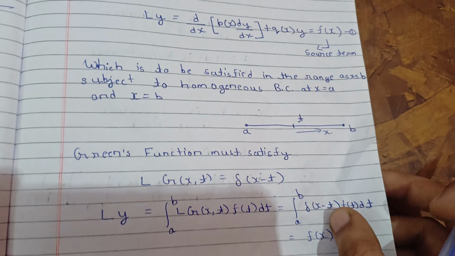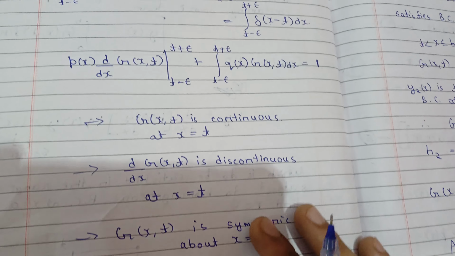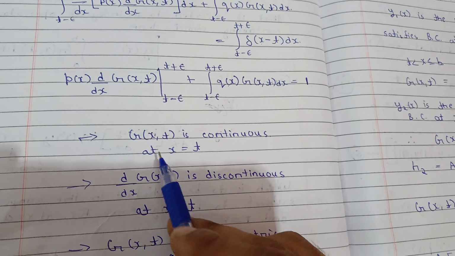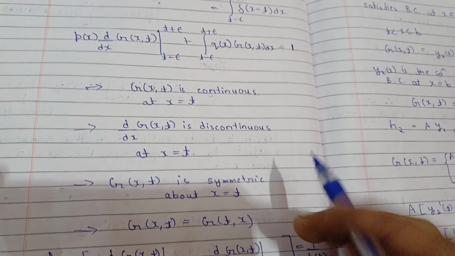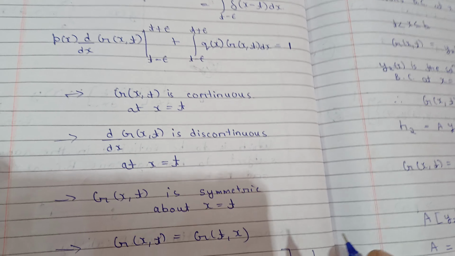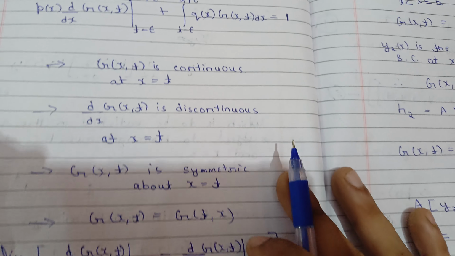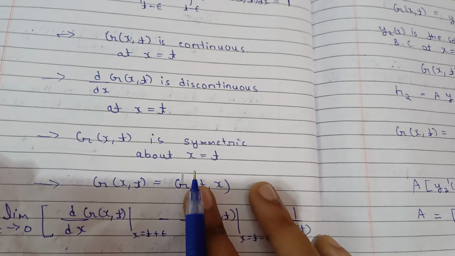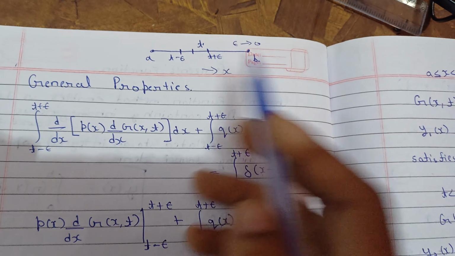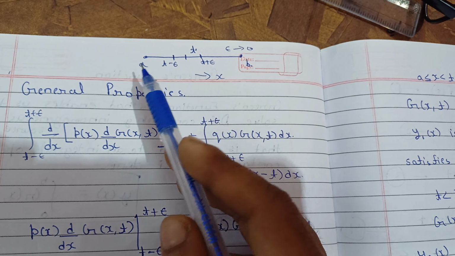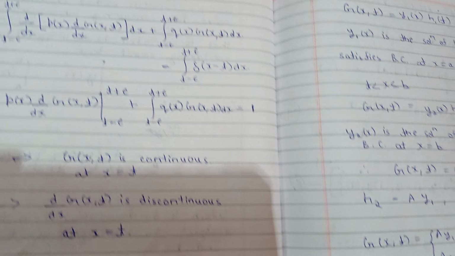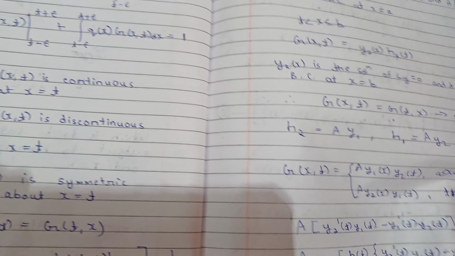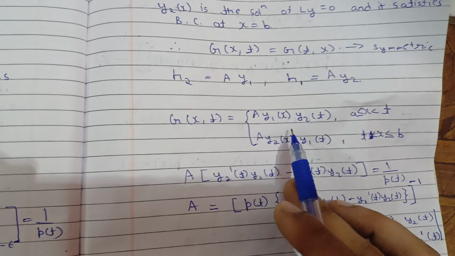So now we have found the method to find this Green's function, and I told you that g(x,t) is continuous but d by dx of g(x,t) is not continuous, because they both can't be continuous at the same time. Then I told you about the boundary conditions at a and b, and that you need to find the solution for x less than t and x greater than t. And then I told you how to find A, and the Green's function was this.